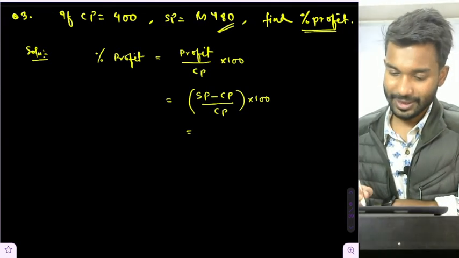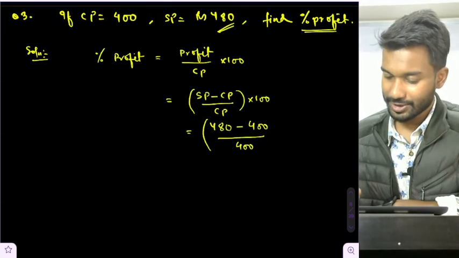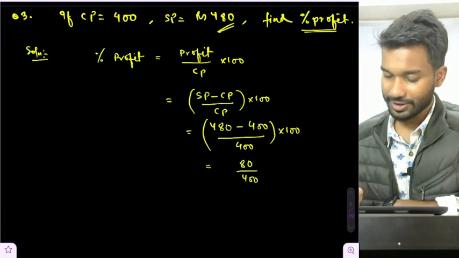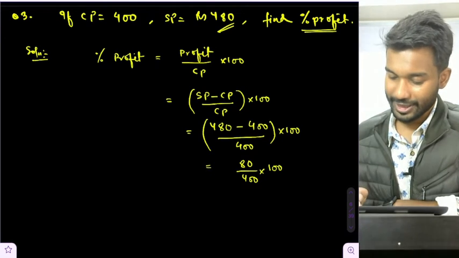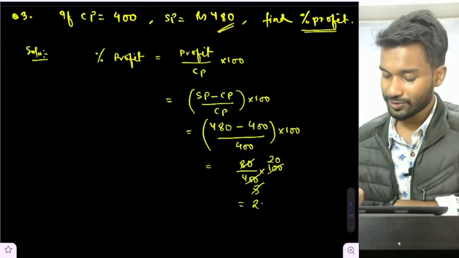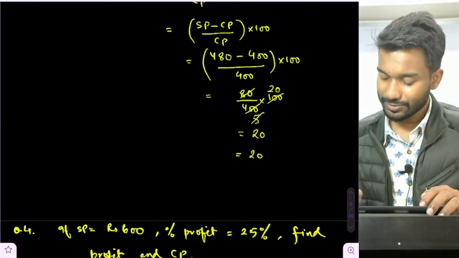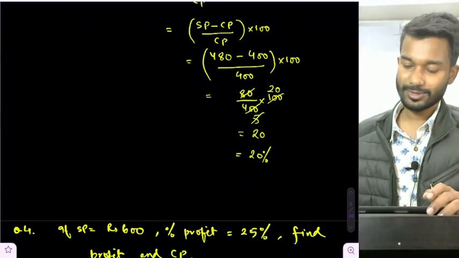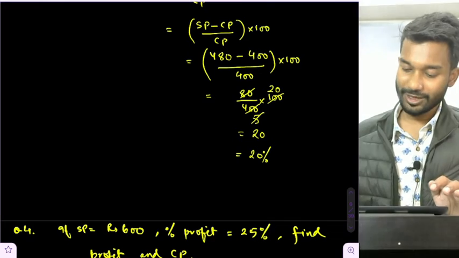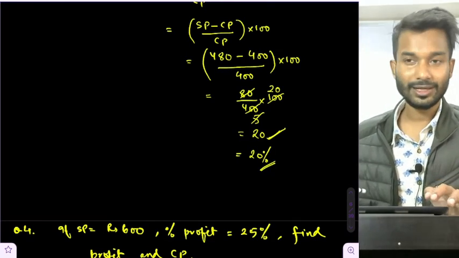Selling price is, you can see, what? 480. Cost price is our 400, divided by 400 into 100. So we are getting 80 by 400 into 100. So 80 5 times, 5 20 times. We are getting the answer as 20. But when you mark the answer finally, you have to mark it as 20%. So this point is important. See, we are getting 20. But when you write the answer, we'll write it as what? 20%. I hope it is clear.